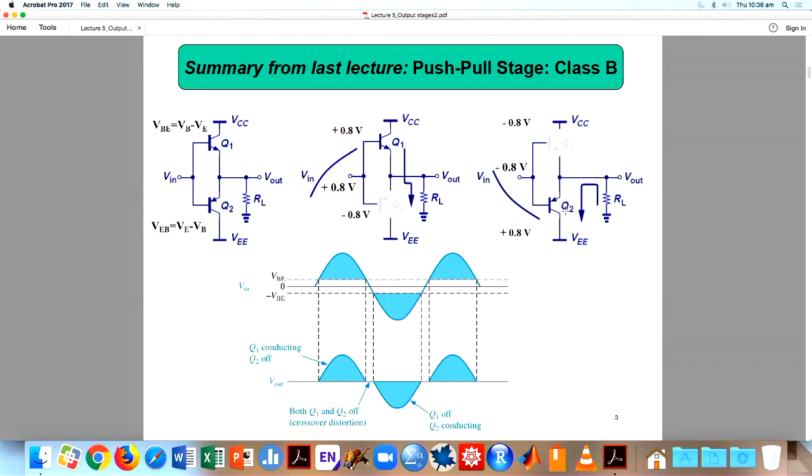Then during the negative cycle, you are pulling the current from the ground through RL. See, you are pulling out the current. So that's the reason it's called a push-pull stage. So now you know why it is called a push-pull stage.